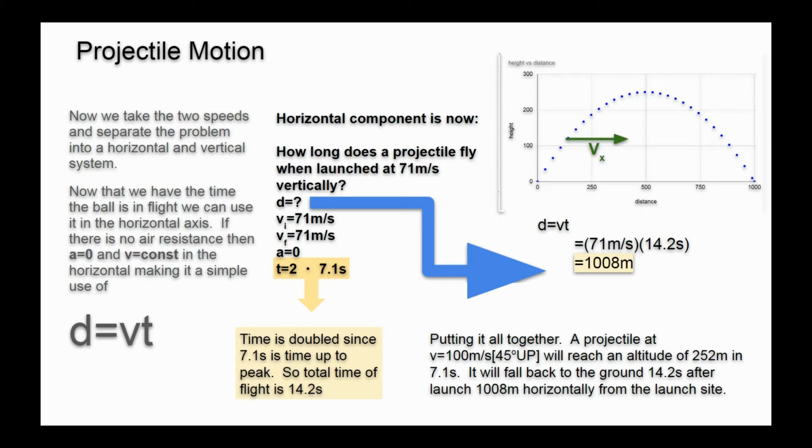So that's a simple example of breaking a problem down into two directions. The vertical flight determines the time, and the time tells you how long the projectile has to move sideways before it runs out of time.